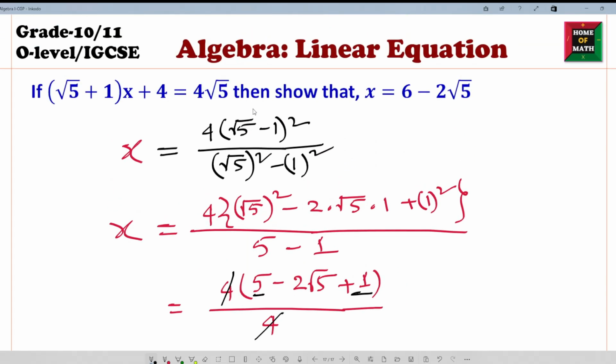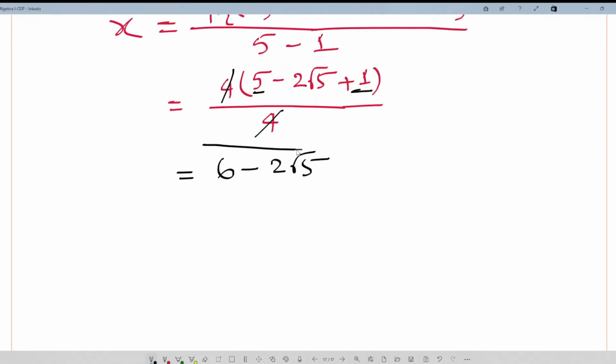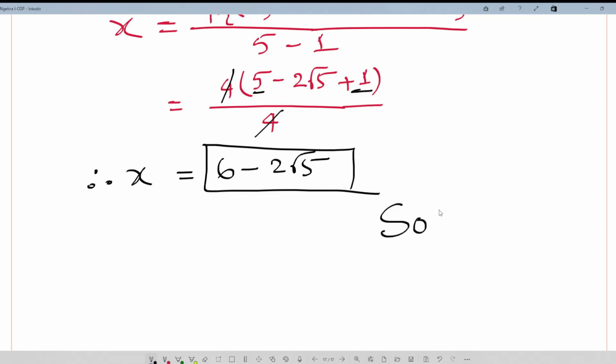Look, our question was (√5 + 1)x + 4 = 4√5, then show that x = 6 − 2√5. Look, 6 − 2√5, we already got this one. So x equals this, and we can write it short or solve.